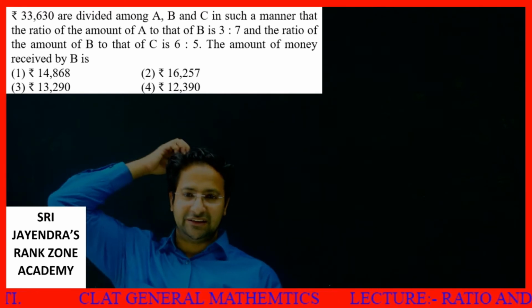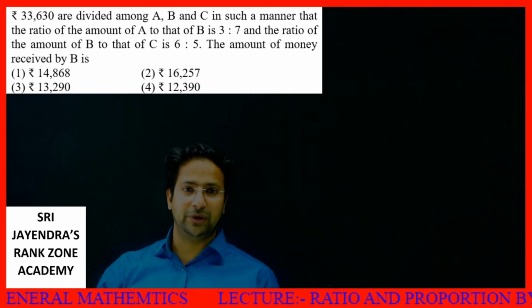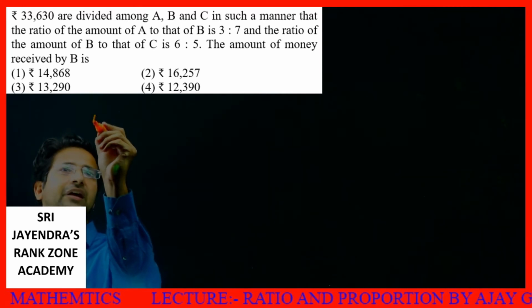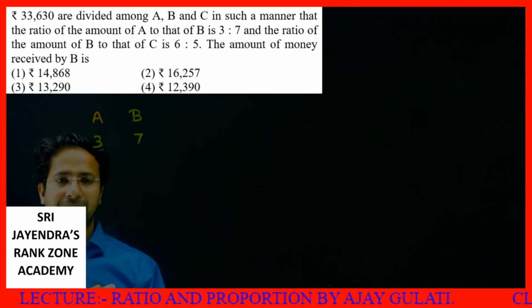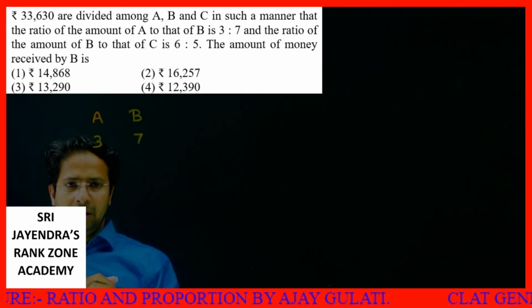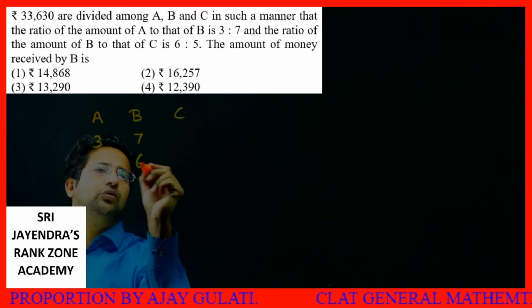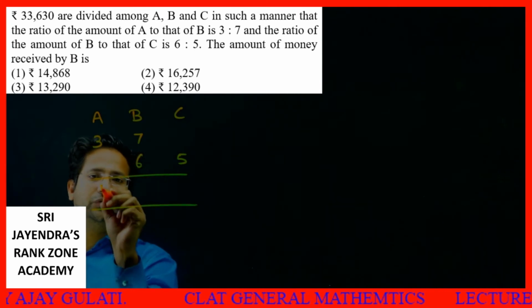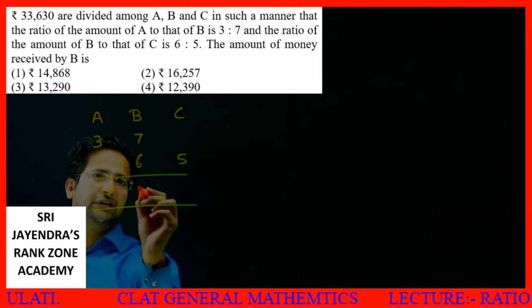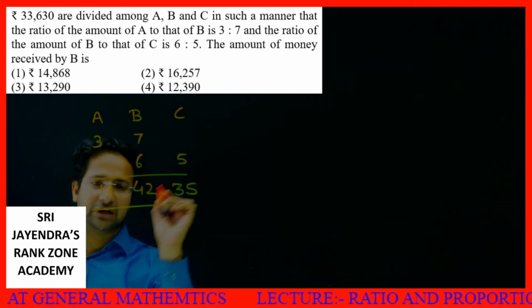Rupees 33630 is divided among A, B, C in such a manner that the ratio of the amount of A to B is 3:7. First of all, let's say A, B, this is 3:7. Then the ratio of the amount of B to C is 6:5. Let's calculate A, B, C first. 3 into 6, 18. 7 into 6, 42. 7 into 5, 35. This is A, B, C.